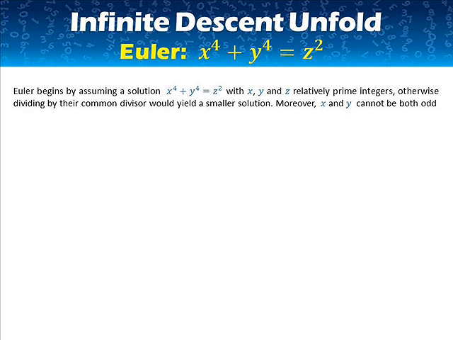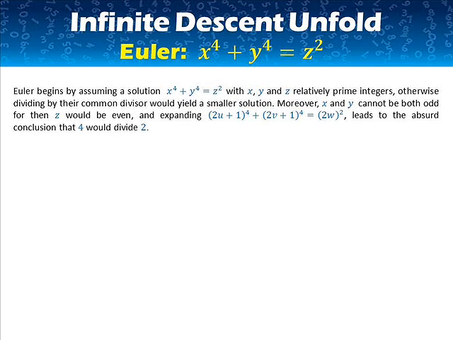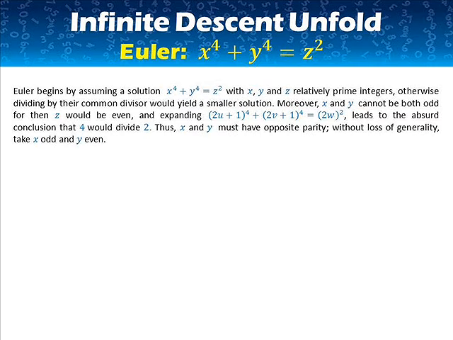Moreover, x and y cannot both be odd, for then z would be even, and expanding the terms leads to the absurd conclusion that 4 would divide 2. Thus, x and y must have opposite parity. Without loss of generality, take x odd and y even. Rewriting, we see this is just a Pythagorean equation.